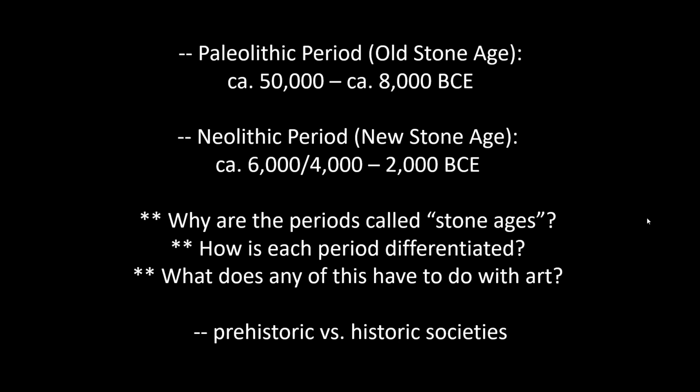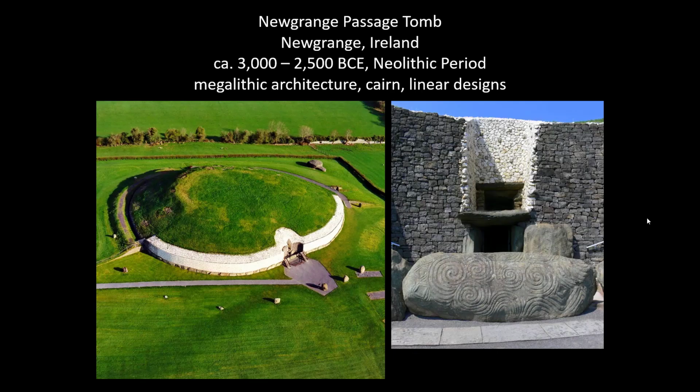We'll start with the Newgrange Passage tomb. And this is an example of what I was talking about, megalithic architecture. Mega means large, lithic means stone: large-scale stone architecture. And you can see right in here these stairs. It kind of gives you a sense of scale, to see really how large in size this structure was.